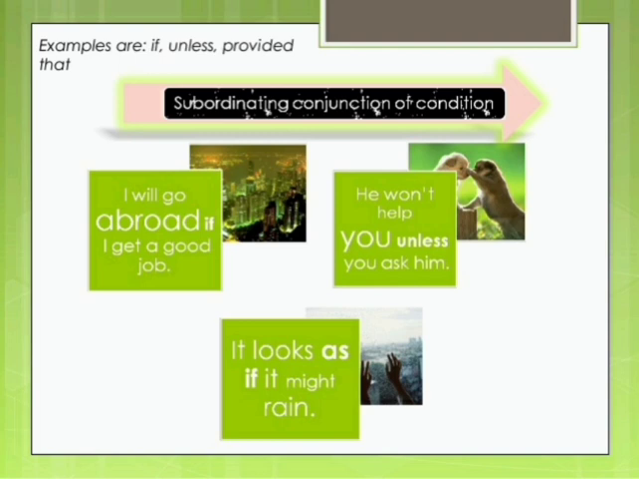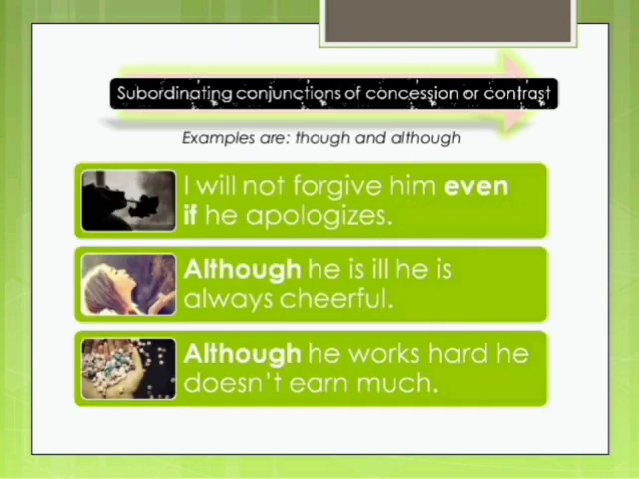Okay, whenever you have a condition, you may frame sentences using this kind of subordinating conjunctions. And basically, subordinating conjunctions help you to join a dependent clause with the independent clause. Now, subordinating conjunctions of concession or contrast. For example, I will not forgive him even if he apologizes.